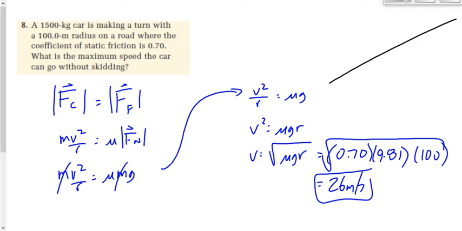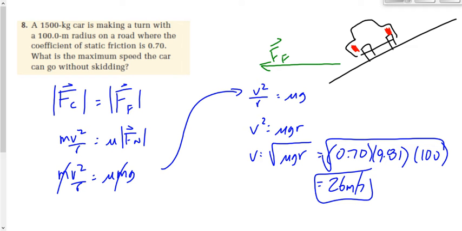Here's the banked turn. We're looking at it from a cross section, okay? You understand this is the car, the back wheels. These are the tail lights of the car, so you're looking at the car from behind here. Which way does the normal force act? Friction is going to act toward the inside, right? Friction is going to act this way.